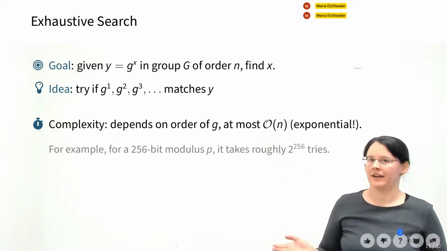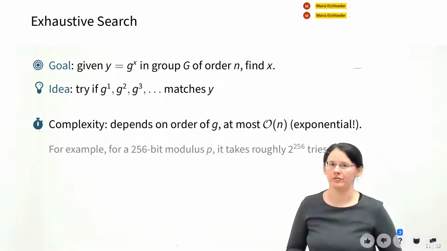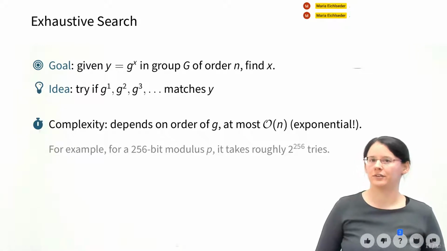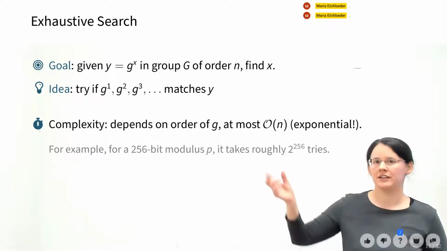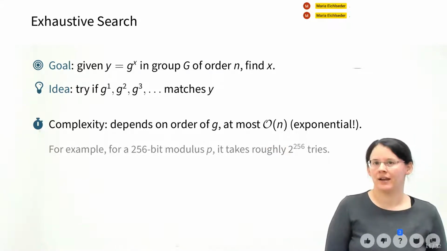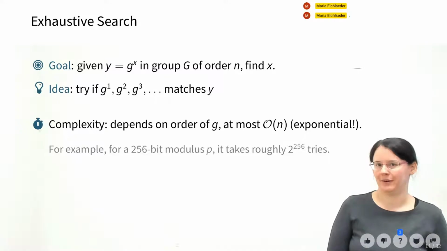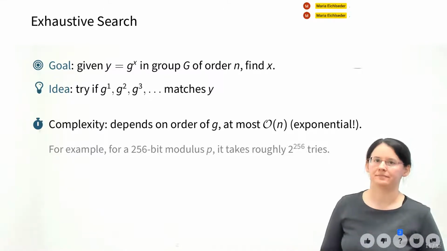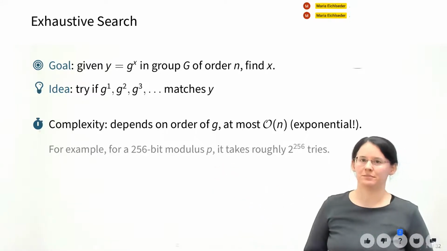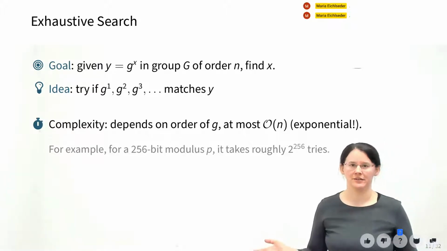For example, if I take the multiplicative group with a 128-bit modulus, then each element takes 128 bits to store, but the size of the group is something in the area of 2 to the 128, so exponential. Which means this innocent O of n is actually a very bad and very exponential runtime. So for example, if I had a 256-bit modulus, it would take 2 to the 256 tries. Let's try to do it better.